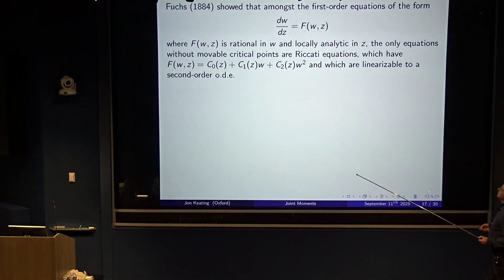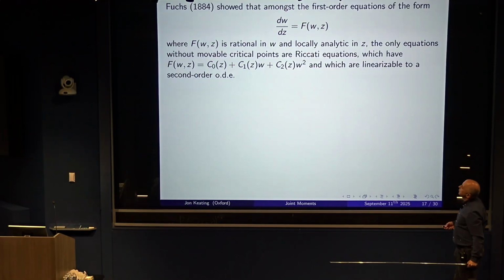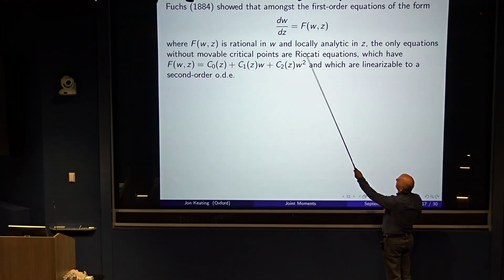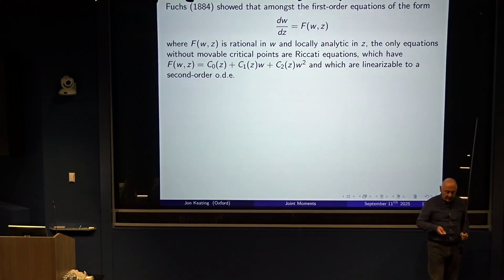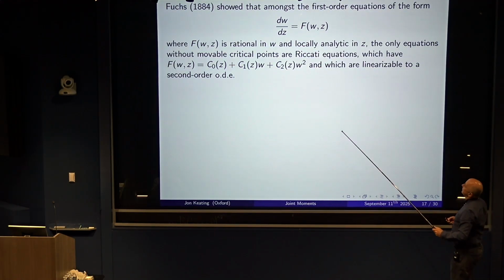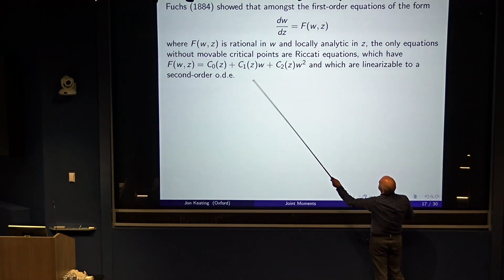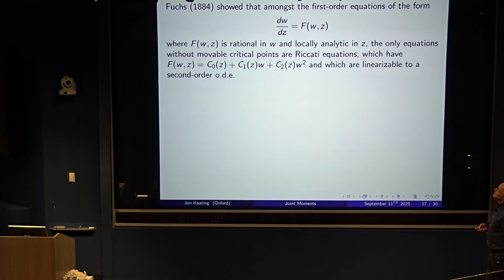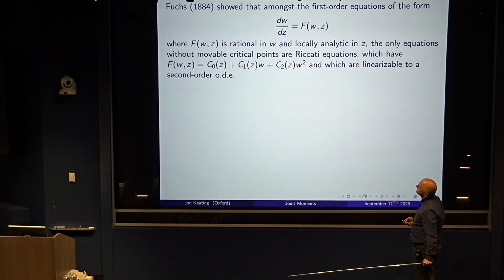This was resolved for first-order nonlinear ODEs by Fuchs in 1884, who classified the first-order ODEs which have no movable critical points, no movable branch points. They're these Riccati equations that I've written here, and F has to take this form. He proved that this was the unique set which has this property. And we would now call these integrable. That's the modern terminology for this. That wasn't the terminology then.